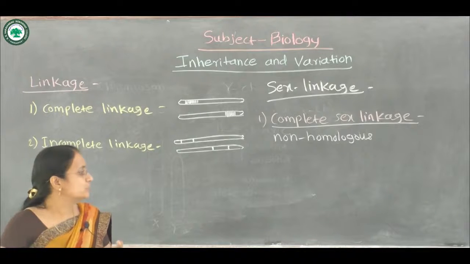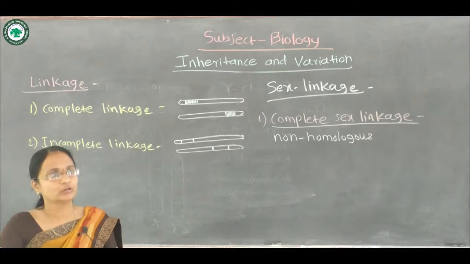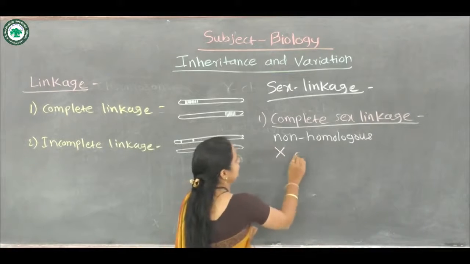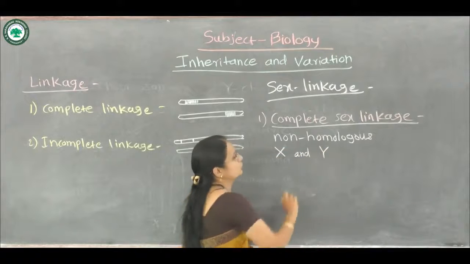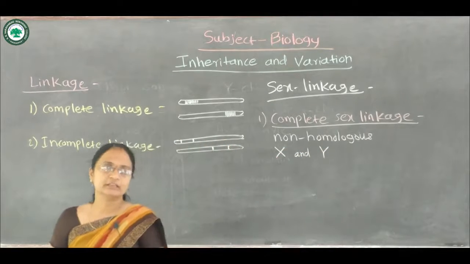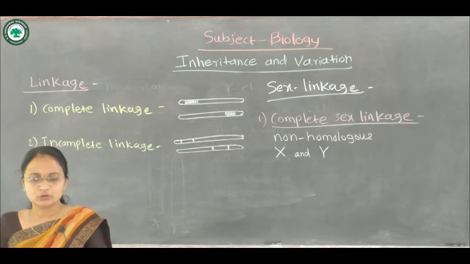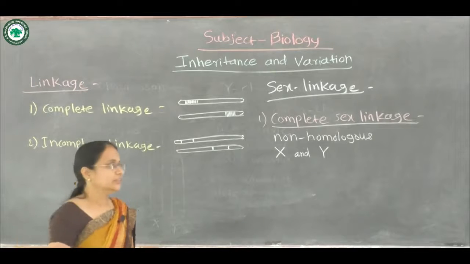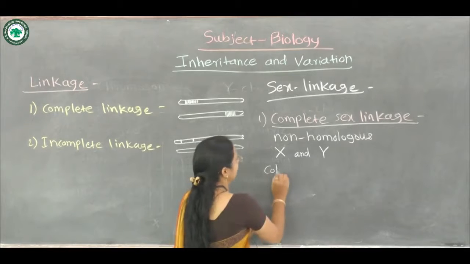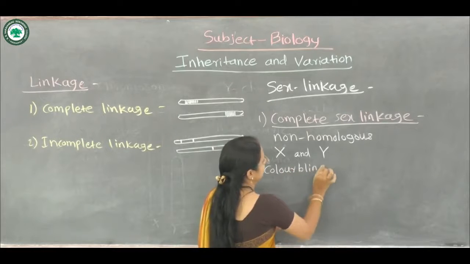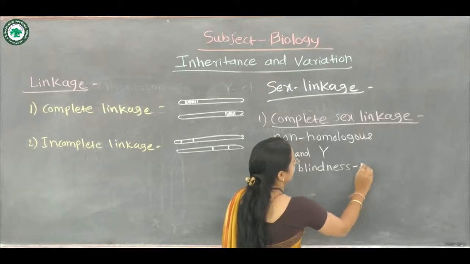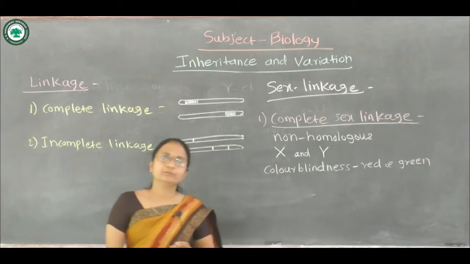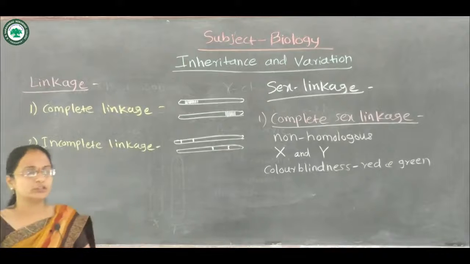There is less chance of crossing over, and these genes which are located on the non-homologous region of X and Y chromosome inherit together. There is no crossing over that takes place. The example of this complete sex linkage is color blindness, where the person is unable to distinguish between the red as well as the green color. That type of color blindness occurs due to this.